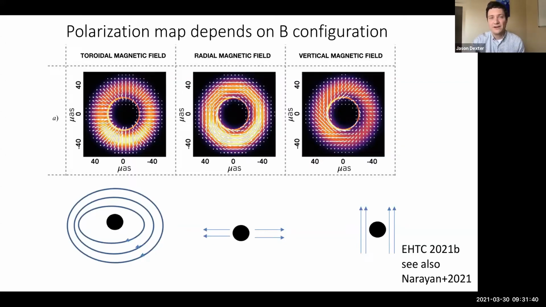So what's shown here are idealized magnetic field configurations, toroidal, radial, and vertical magnetic fields, and there are schematic pictures of what the field lines would look like down below. And we're just going to try to understand these maps of why the EVPA structures look how they do in these different cases. And this basically amounts to doing cross products, K cross B.